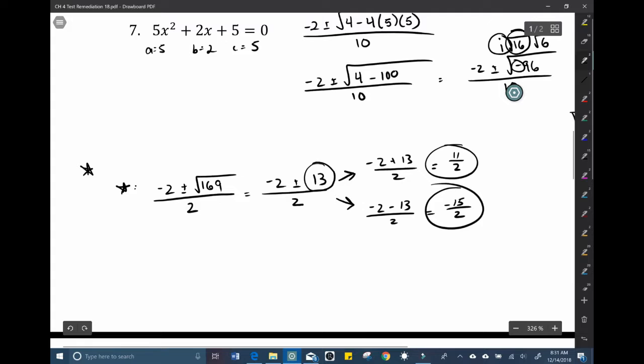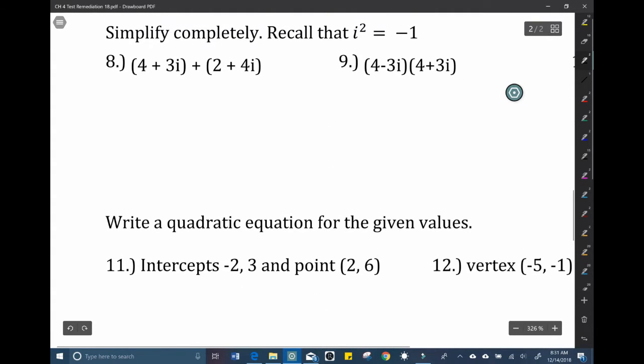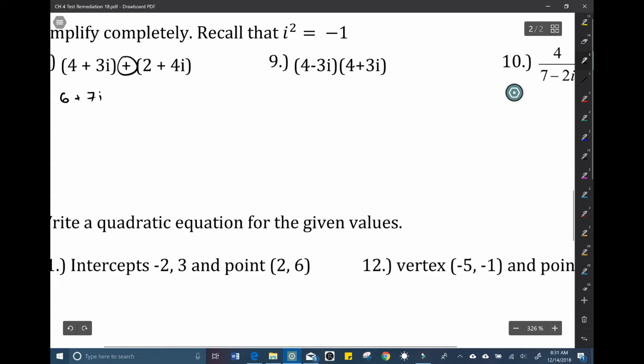Some of you, I asked that you reduce and simplify. That's what would happen in that particular case. Okay. Simplify completely, recalling i squared is negative 1. Okay. Well, first, if we're adding, you're just adding the like terms. So 4 and 2 is 6. 3i plus 4i is 7i. That's it. Okay. Multiplying is a little different.